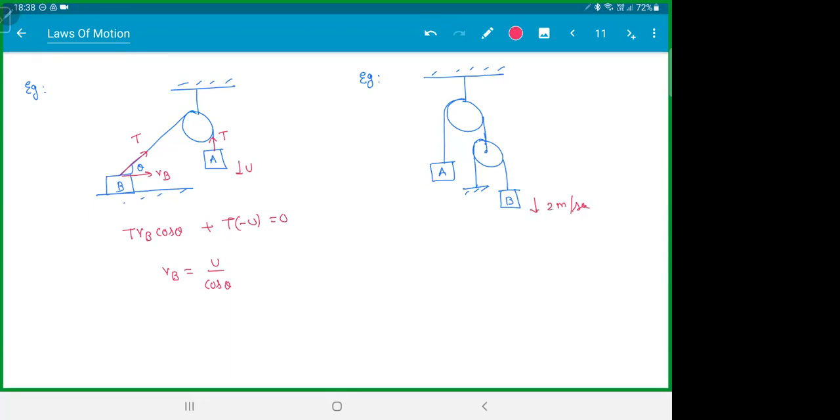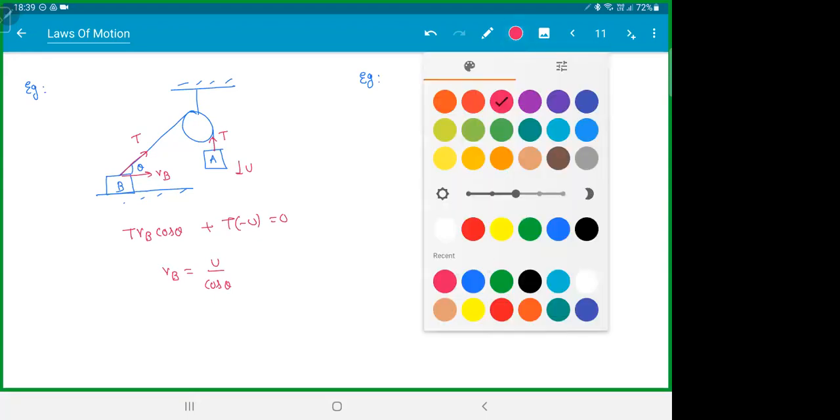See, your life becomes so easy. Assume this part is tension T. Listen carefully, everyone. If this is tension T, this entire thing is the same string, so this is also tension T, agreed? Then what will be the tension here? 2T, right? Because two strings are pulling one string here. I hope you're able to see that.